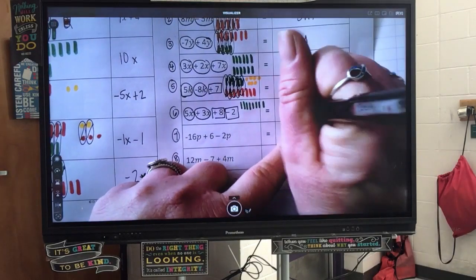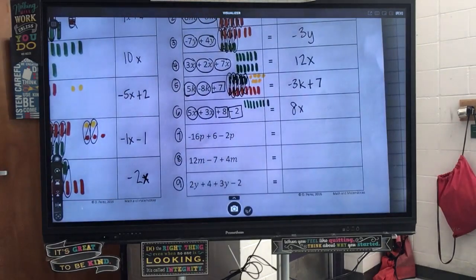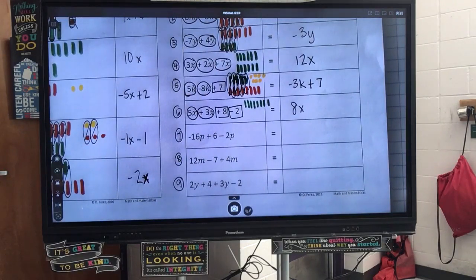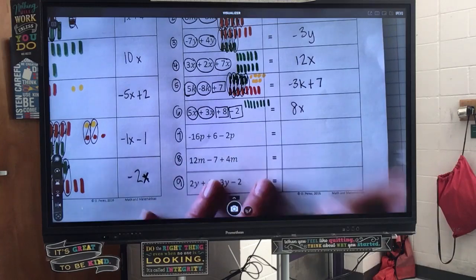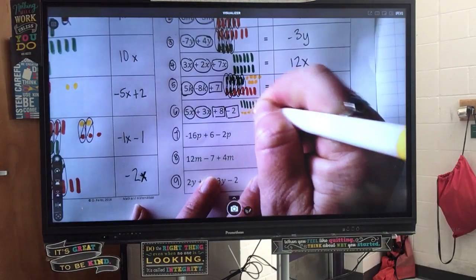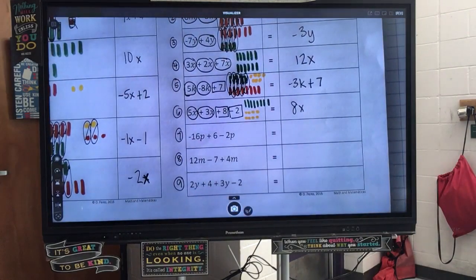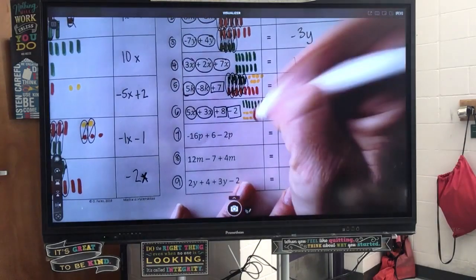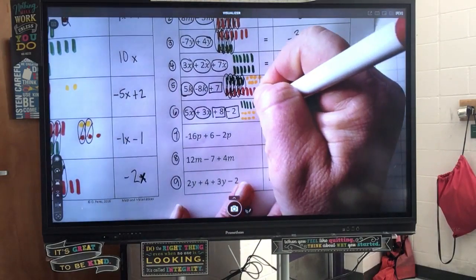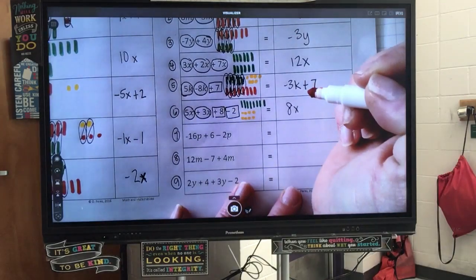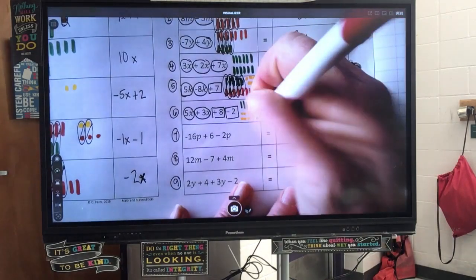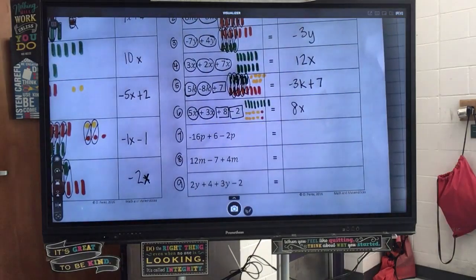8x. Alright, now with the plus 8 and the minus 2, how many pluses do I have? Camden? 8. Alright, and then how many minuses do I have? Emma? 6. How many minuses do I have? 2. Emma, can I cancel any of those? You can cancel 2 of them out.